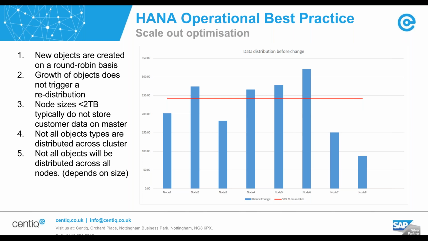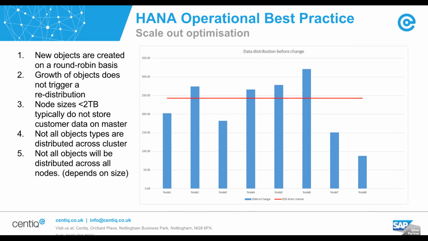So why do they get out of balance? Well, let's look at the way that data is distributed across those nodes in the system. To start with, as you create each of the objects within BW, it will create new tables on a round robin basis across the cluster. And as they grow, they could all grow at different rates, and the growth in itself doesn't trigger redistribution.